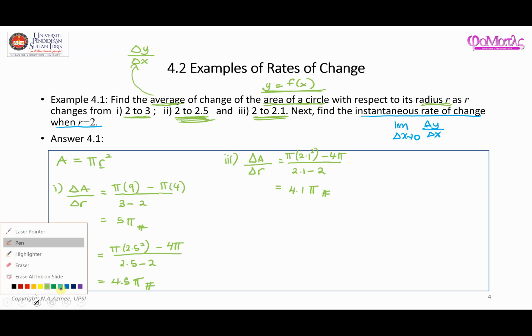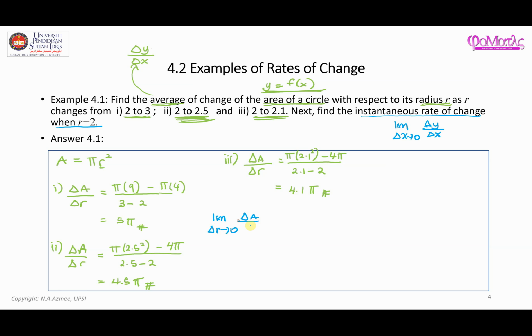Okay, so next we are going to find the instantaneous rate of change when r is equal to 2. This is basically finding the limiting value when delta r approaches 0 of delta A over delta r, and this is just the definition of the derivative, which you can obtain easily if you consider finding the derivative of function A with respect to r. So A here is pi r squared, dA over dr, and the answer is going to be 2 pi r. Therefore, when r is equal to 2, dA over dr, the derivative of that function, is going to be equal to 2 pi times 2, which is just 4 pi.